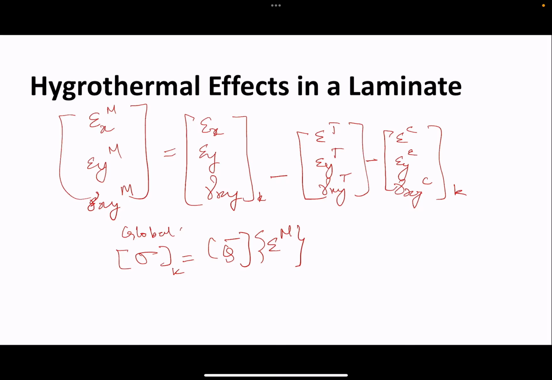So the fictitious hygrothermal loads given in the previous equations, we can apply mechanically to get the same stresses and strains as the hygrothermal loads. So if you have both mechanical and hygrothermal loads, you can add the mechanical loads to the fictitious hygrothermal loads to calculate the ply-by-ply stresses and strains. Or you can apply them separately and then add the stresses together at last. So this is it for this topic.